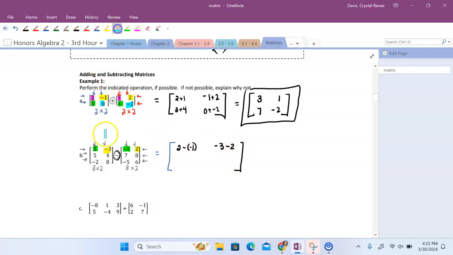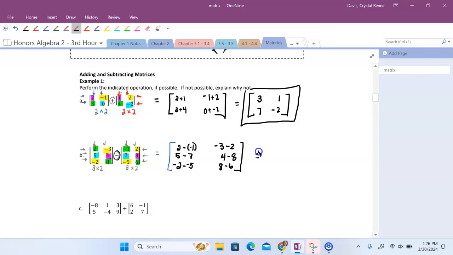Okay, then our next position, we have a 5 and a 7. So I would subtract 5 minus 7. And then I have a 4 and an 8, and so I would subtract 4 minus 8. Okay, and then the last row, I have a -2 and a -5, so a -2 minus a -5. And then last but not least, I have an 8 and a 6, so I would have an 8 minus 6.